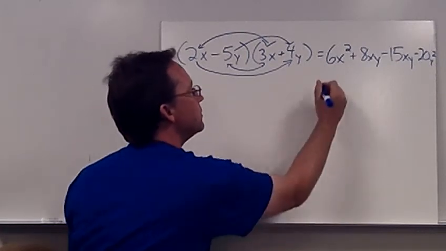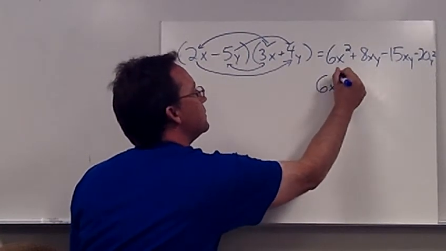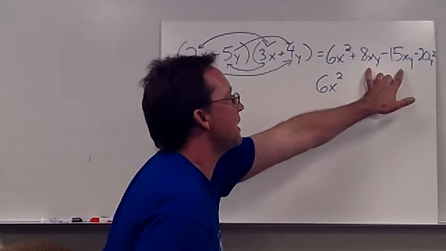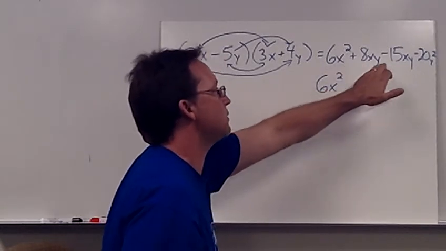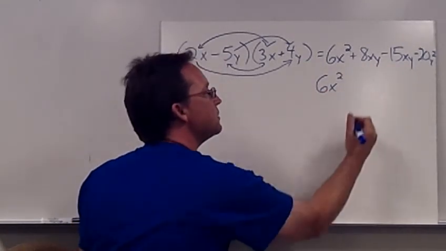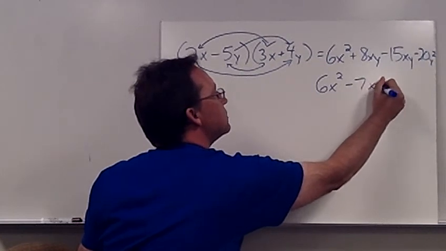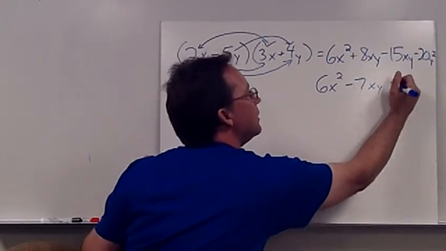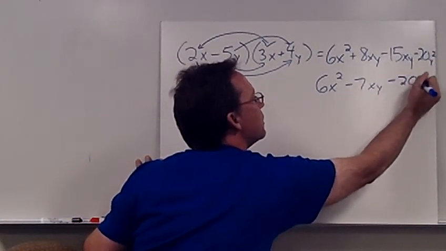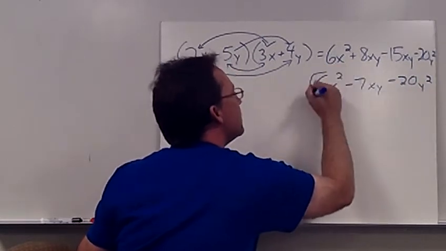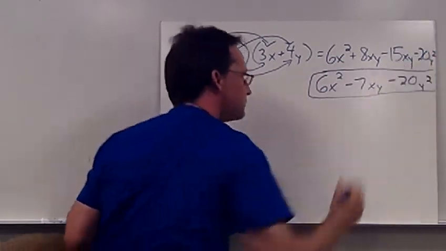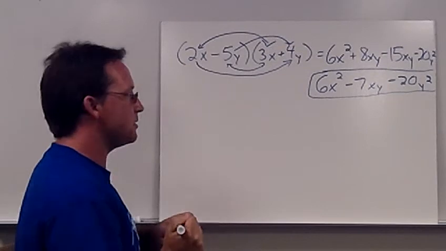Combine my like terms. Still 6x squared there. These are like terms. They have the same variable. So 8xy minus 15xy is a negative 7xy. And then minus 20y squared. All right? That's how it's done.